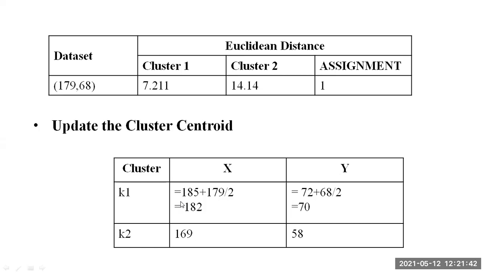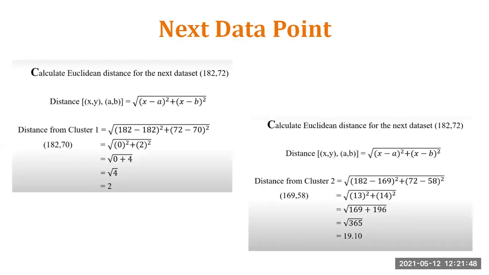This happens until all the data set values are assigned. Now I'll take you to the next data point, 182 comma 72. This is computed with the new centroid value 182 comma 70, and the distance obtained is 2. Now I'll compute the same with the cluster 2 centroid value, that is 169 comma 58, and I got the distance as 19.10.